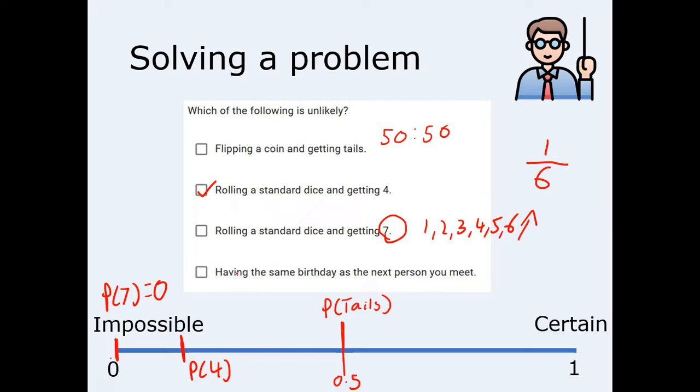What about having the same birthday as the next person you meet? Well, that's very unlikely, because the next person you meet probably doesn't have the same birthday as you. They might, so it's possible, but it's not likely.